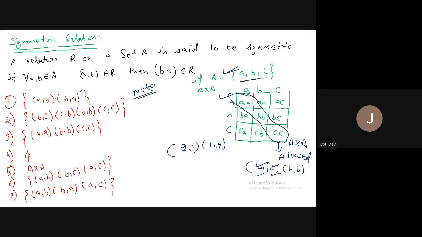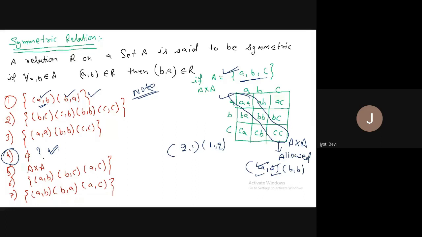Let's see the first example. If AB is present, then BA is present. Okay. Is this relation symmetric? Yes, ma'am. Okay. The fourth one. Is this relation symmetric? Yes. The fifth one. Is it symmetric or not? It is symmetric. Why is it symmetric?